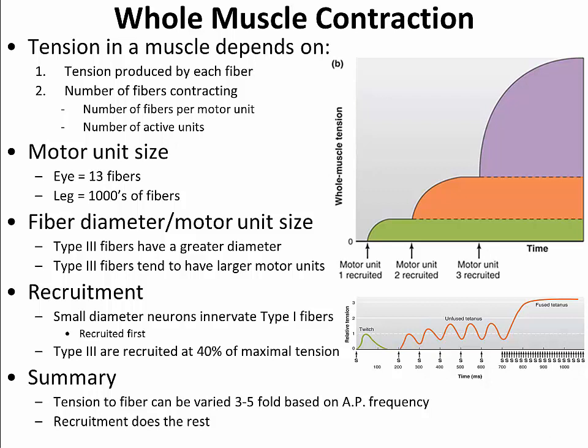Now, the reason that I have this particular figure on this slide, again, the same figure we looked at previously, is to remind us that as a result of action potential frequency, we can vary the tension created by a muscle fiber only 3 to 5-fold. So this is showing about 3-fold. We can get up to 5-fold with an increased number of action potentials and reaching tetanus, but that's it.